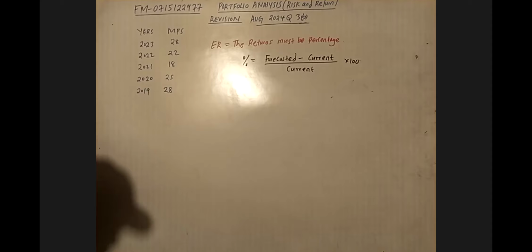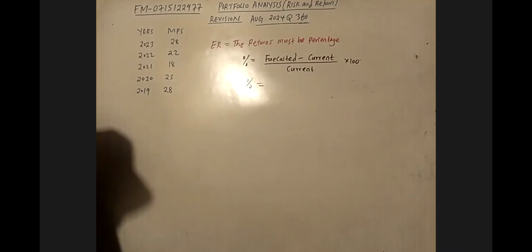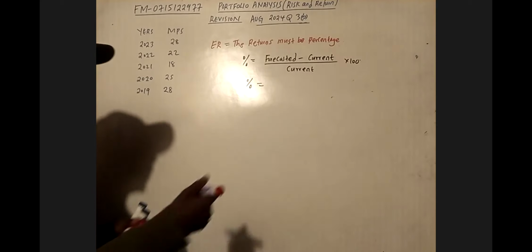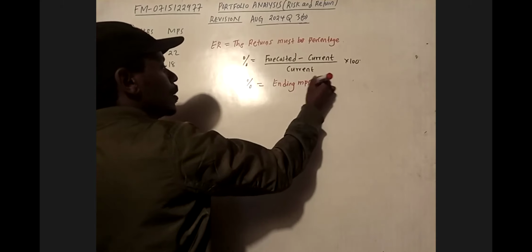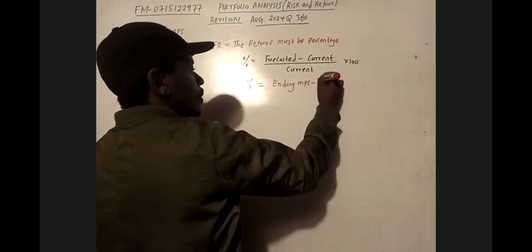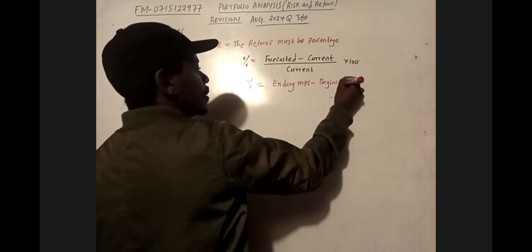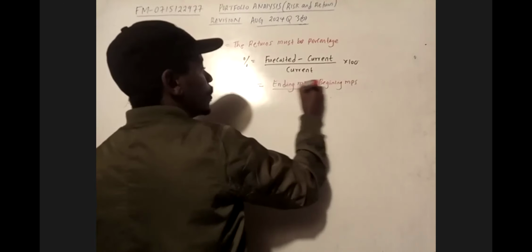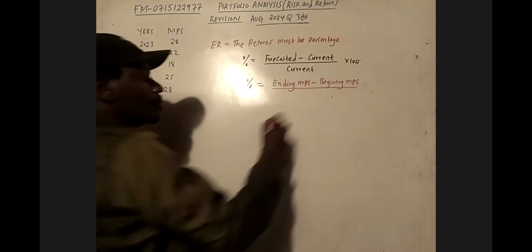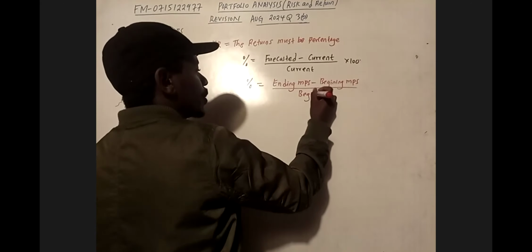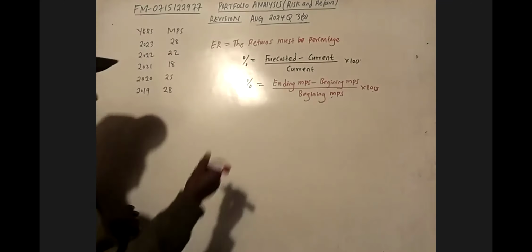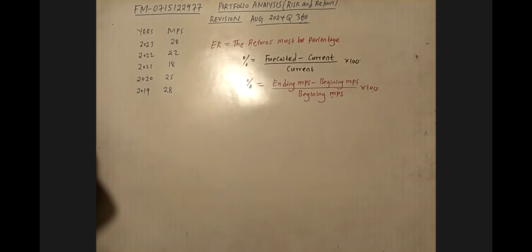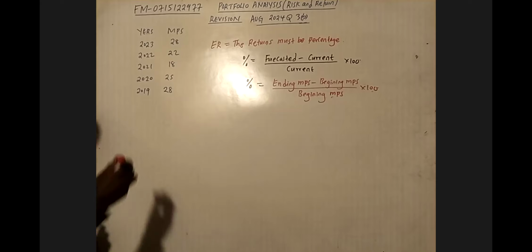We just modify this formula a little. We shall say expected return in percentage will be equal to the ending market price minus the beginning market price, then we divide by the beginning market price, then multiply by 100. So let us start with 2023.